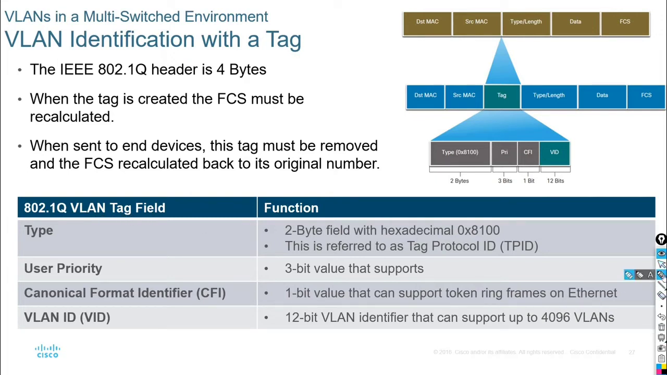One is the type, a 2-byte field, hexadecimal 0x8100. This is the tag protocol ID, TPID. Then the user priority, a 3-bit value that supports priority, the CFI, a 1-bit value, and the VLAN ID, a 12-bit VLAN identifier that supports up to 4096 VLANs.